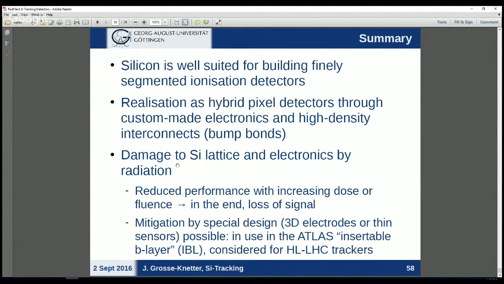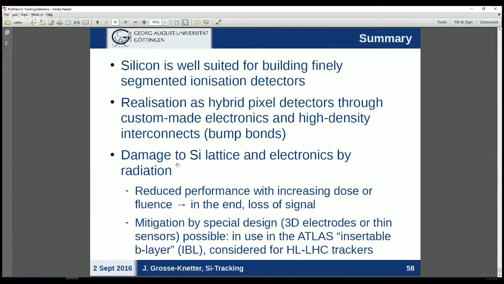Okay, so that brings me to the end. I hope you saw that silicon is well suited for building finely segmented, in particular pixel ionization detectors, which are employed in the form of hybrid pixel detectors. Hybrid means it's a sandwich of electronics and sensors connected by high-density bump bonds, which is used and presumably will be used in the future for LHC detectors.